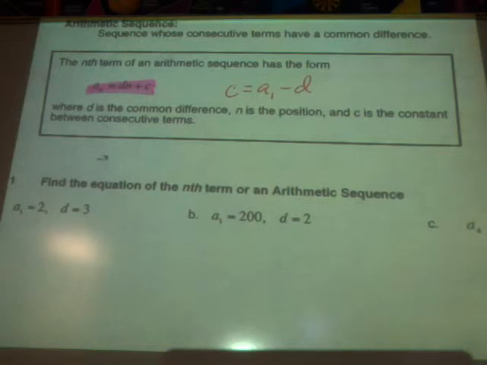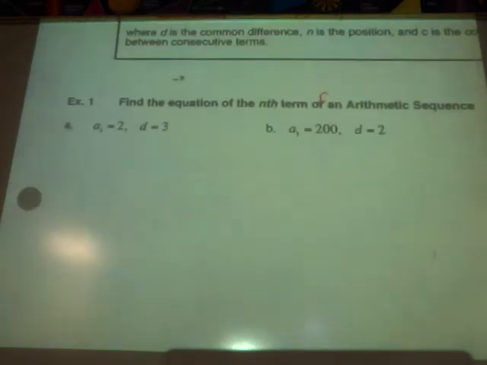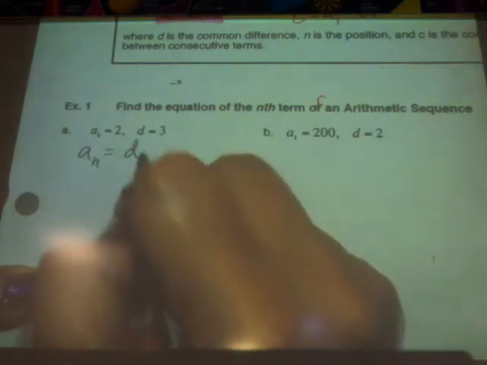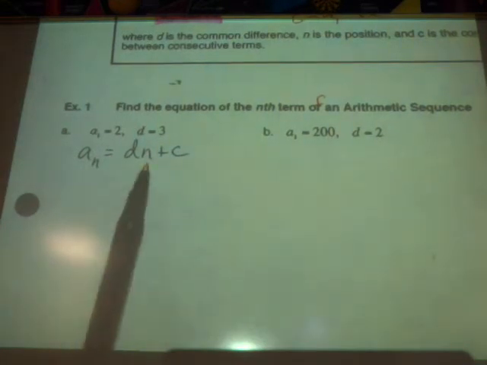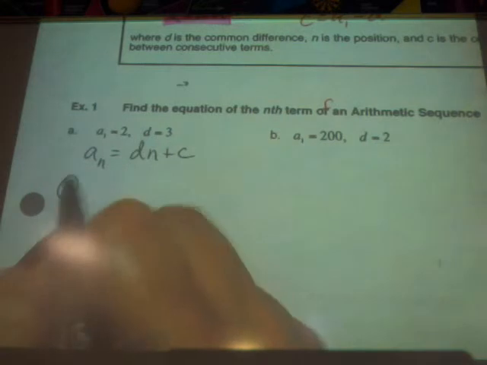So we're going to find the equation of the nth term of an arithmetic sequence. Let's look at what they gave us. They've given us a sub 1, which is the first term, and the common difference. We have to come up with the equation. So can't I use my shortcut? a sub n, which is what I'm trying to find, equals dn plus c. I know my common difference is 3. I'm going to leave the n alone because that's going to be part of it. Do I know c? No. So that's the first thing I have to do, find c.